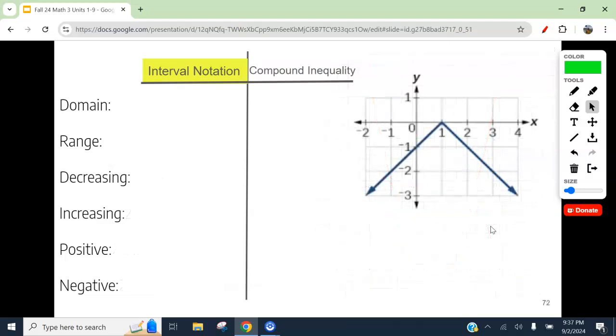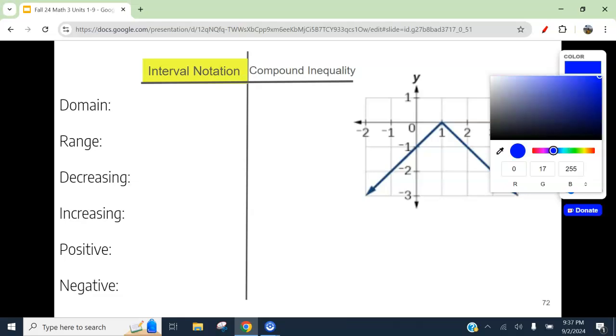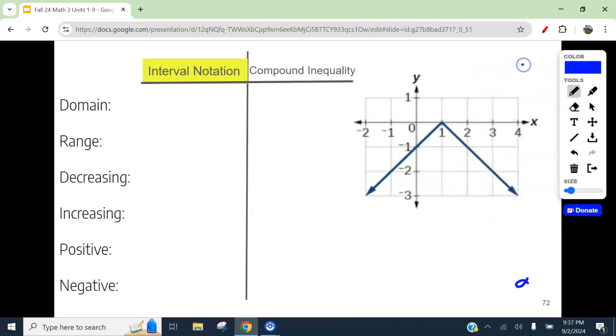So I think the first one I'm going to end up doing for the video, again, these are not going to pop up in class. Different examples, so a lot of opportunities. So domain definition is just from left to right. How far does the graph go from the left to the right?